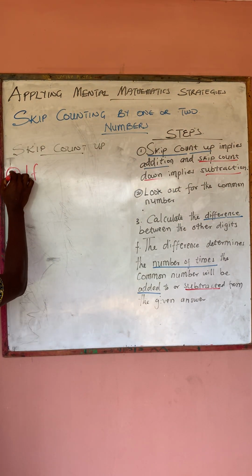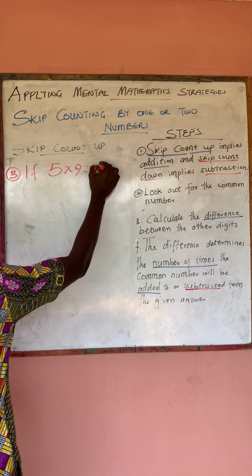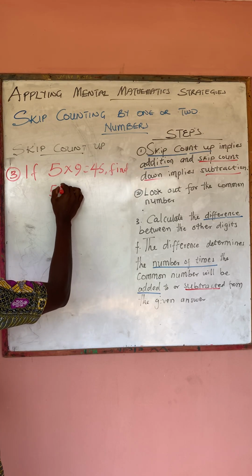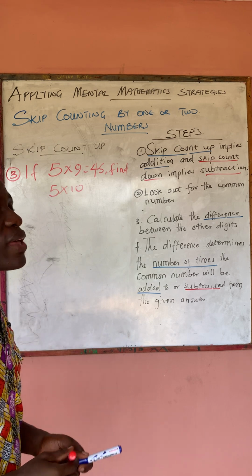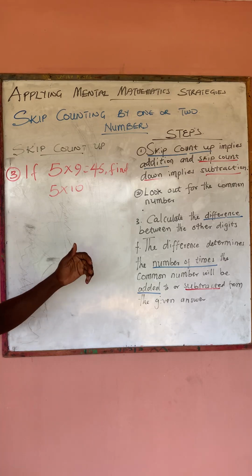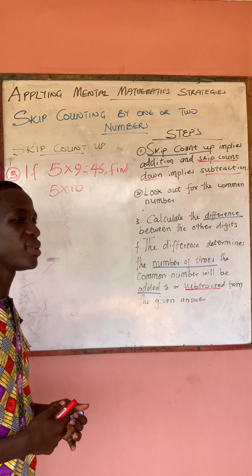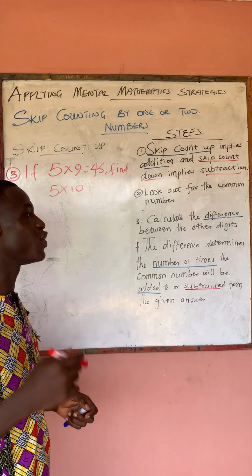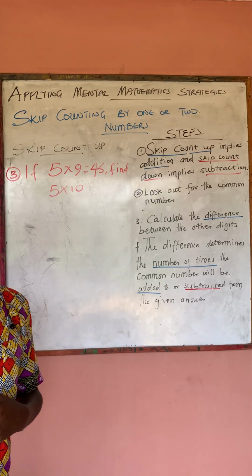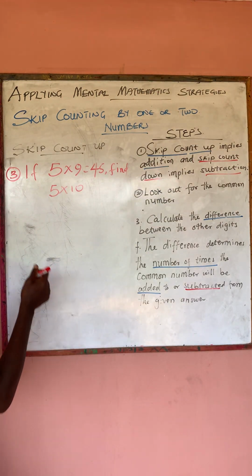The third example says, if 5 times 9 equals 45, find 5 times 10. So this, we ask ourselves, are we looking for more or looking for less? Alright, I'm waiting for your answer. Well, I know you said it right. I'm looking for more, as we are going to do a skip count up. And so, the first item in our rule is going to be to add for skip count up. So we add.